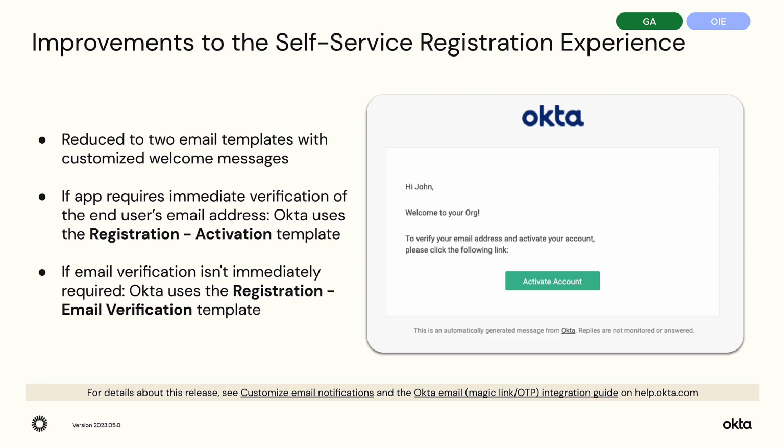If your application requires immediate verification of the end user's email address, Okta uses the Registration Activation template. This template includes a magic link for a smoother sign-in experience. If email verification isn't immediately required to sign into the application, Okta uses the Registration Email Verification template. This template includes a link for end users to complete email verification at any time after they've successfully signed into the application. This feature is now enabled by default for all orgs.